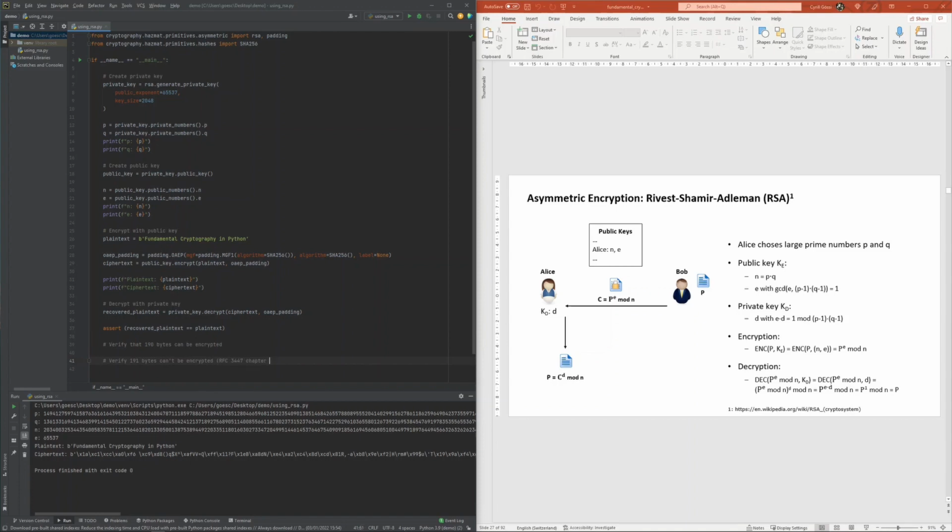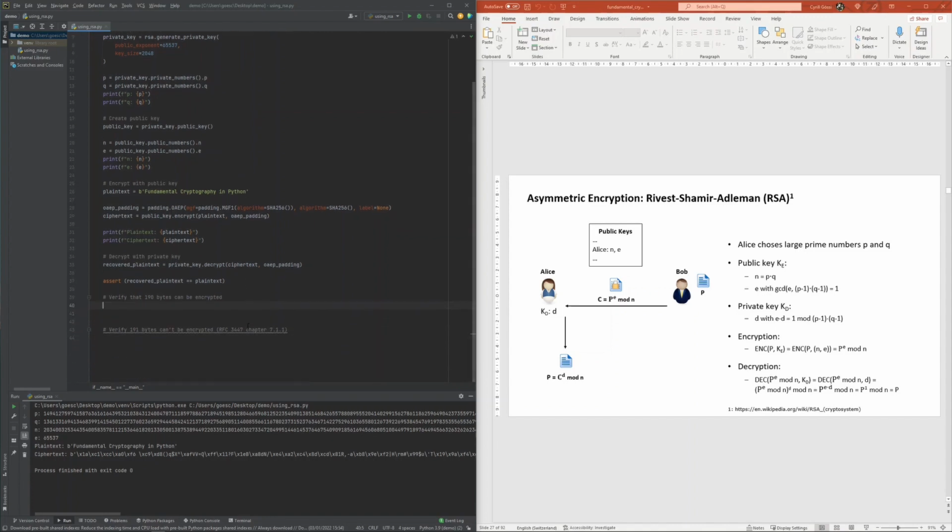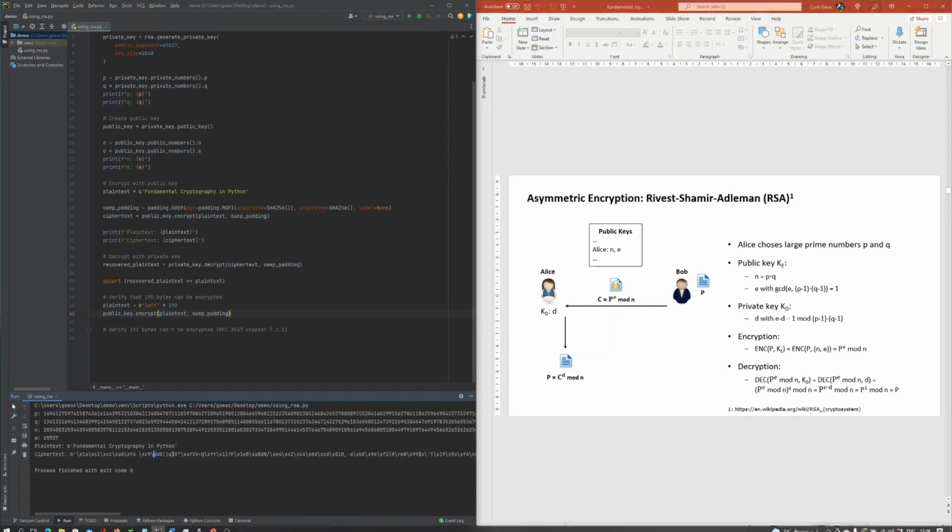The answer depends on the padding scheme used, and with OAEP, the answer is provided in section 7.1.1 of RFC 3447, which indicates that OAEP allows for messages smaller or equal to the key size minus twice the size of the hash function minus 2 bytes, which in our case is 256 minus 64 minus 2, which is 190.